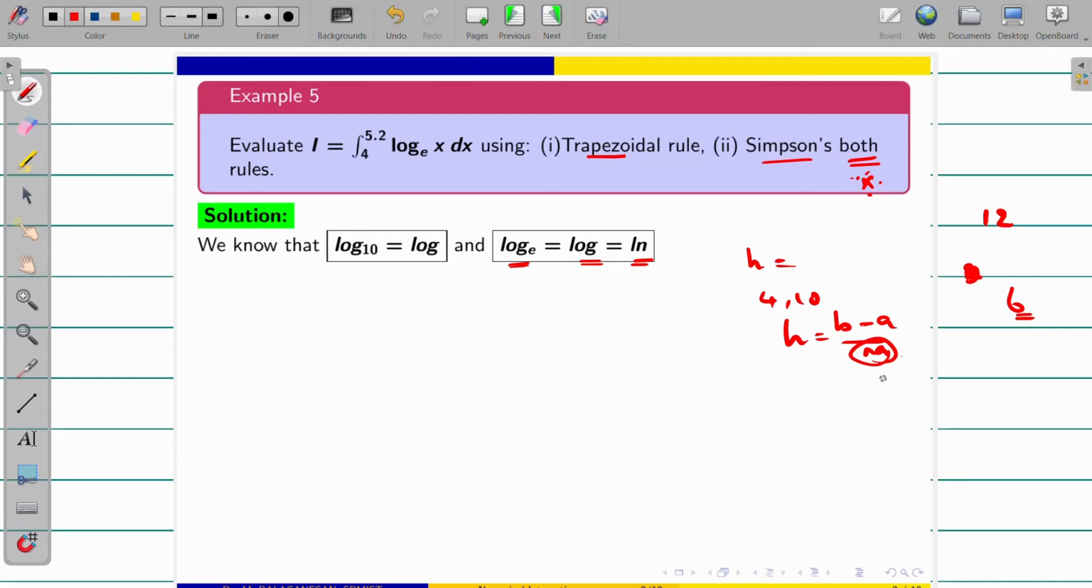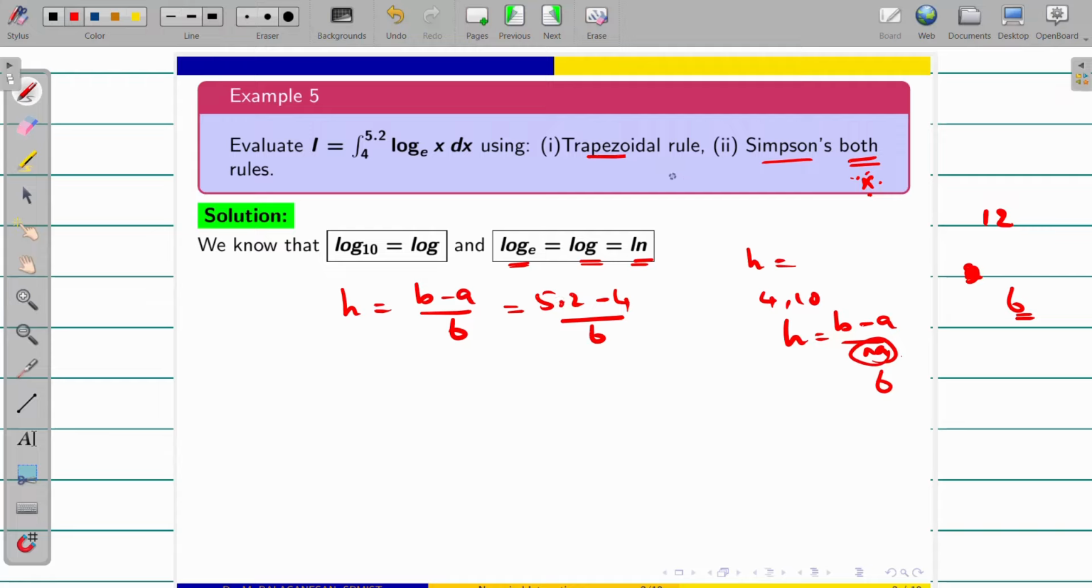So we have to take m as 6. If you want to find the h value for this kind of problem, you have to take b minus a divided by 6. So what is your b? 5.2 minus what is your a? 4, divided by 6. This is the way to find the value of h if they did not specify anything. This is the third kind.